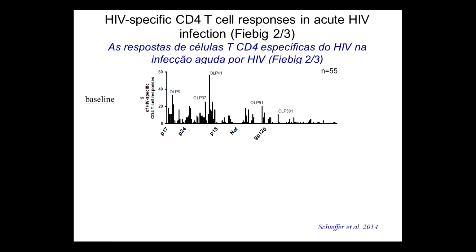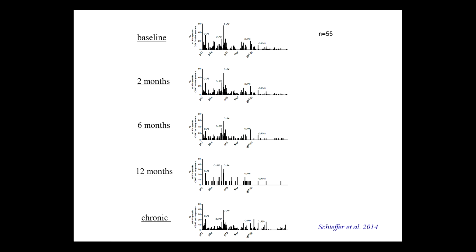What really surprised us with this study, though, is that when we followed those patients into the chronic phase of the HIV infection, we saw that this pattern of CD4 T cell recognition actually doesn't change over time. What is targeted in high frequency in acute infection is also targeted in high frequency in the chronic phase of infection. So over time, we don't see a shift in the responses that are being targeted, and it also doesn't look like we see any change in the frequency of the HIV-specific responses.